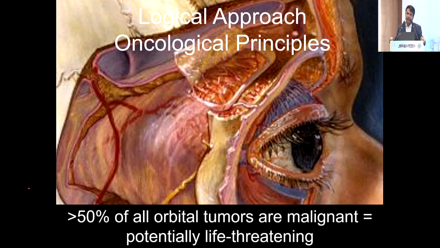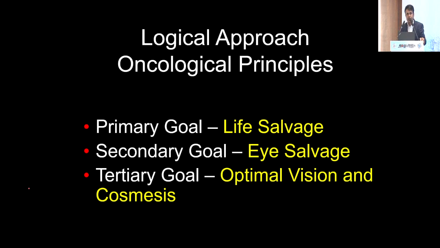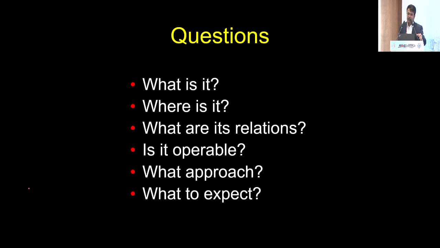When you're dealing with a benign tumor, obviously you would want to remove the tumor completely. When it's a malignant tumor, sometimes you have to use multiple other modalities to treat. The goal always remains the same, irrespective of which cancer it is. The first or primary goal is life salvage, the secondary goal is eye salvage, and the tertiary goal is vision salvage, and you can't reverse these.